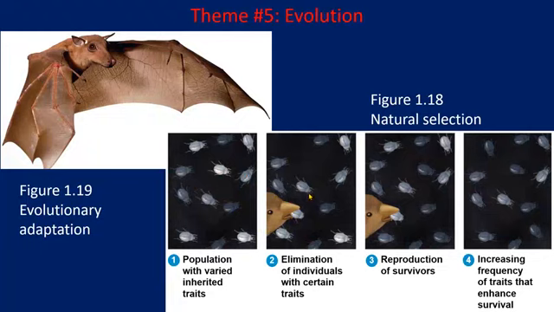So what happens during this natural selection process? There is an elimination of individuals with certain traits, and those traits would be beneficial for that organism. And then the rest of the beetles, the survivors, reproduce, and the population gets increased in the last picture, number 4.